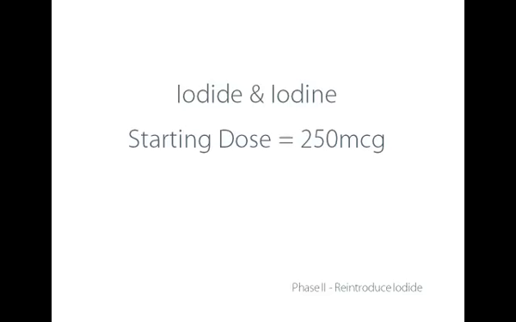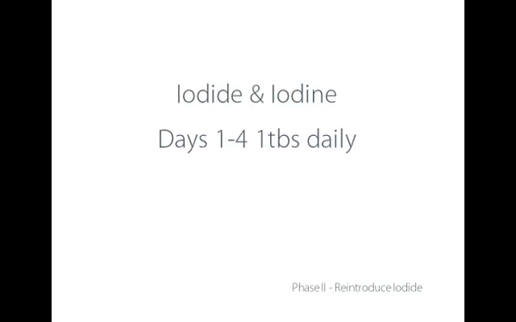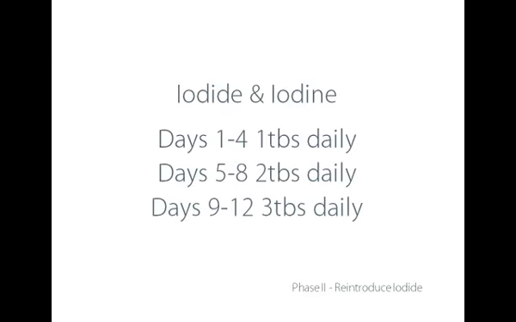The starting dose in the second phase is going to be 250 micrograms, or 1/4 milligram of the combination. So what we're going to do is take 2 drops of that Lugol's 2% and dilute it with 20 tablespoons of pure water, so that 1 tablespoon of that mixture will equal 250 micrograms. So days 1 through 4, it'll be 1 tablespoon per day. Days 5 through 8, 2 tablespoons. Days 9 through 12, 3 tablespoons. Days 13 through 16, 4 tablespoons.